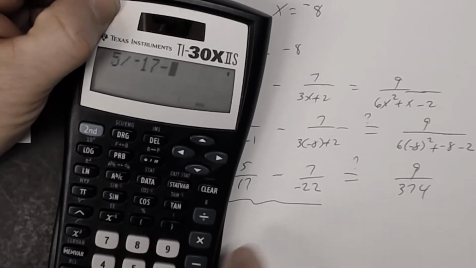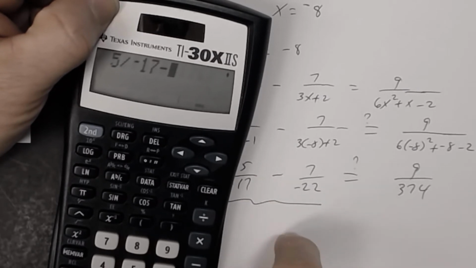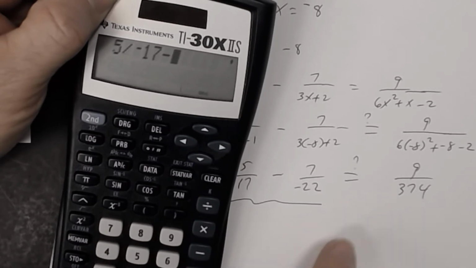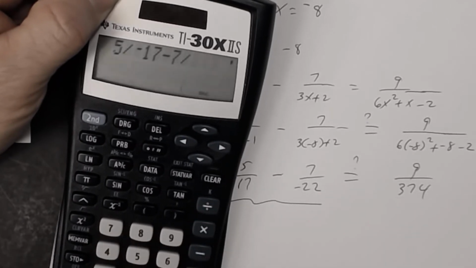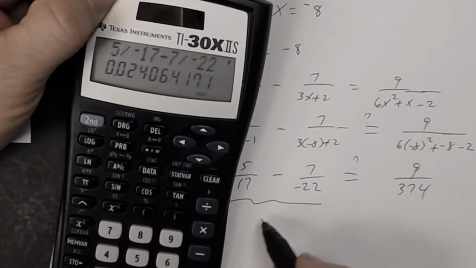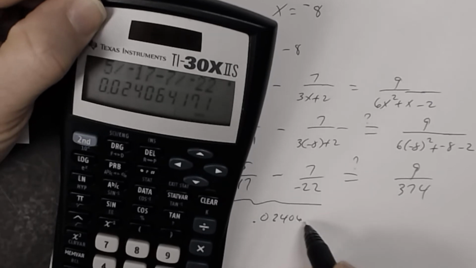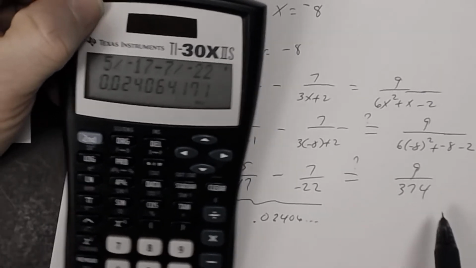And then minus, now some of you would realize that's a plus, right? So subtract the negative becomes an addition. So that's an addition problem. All right, but if you didn't see this, you'd say minus 7 divided by negative 22. Press equal, and that's about 0.02406, and so on.